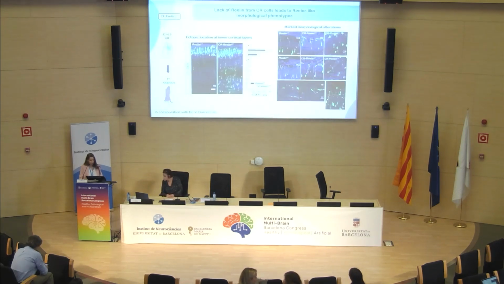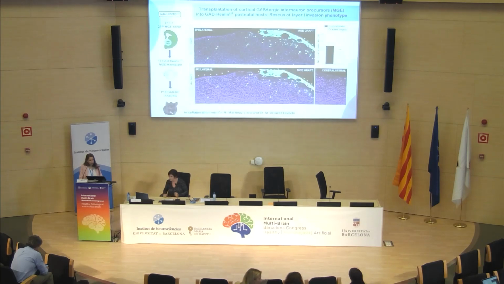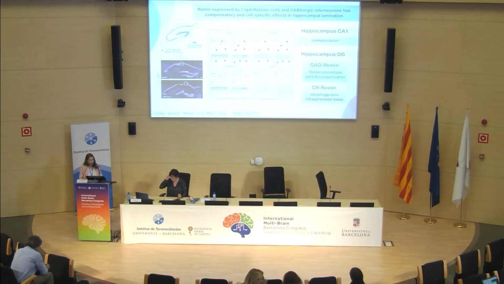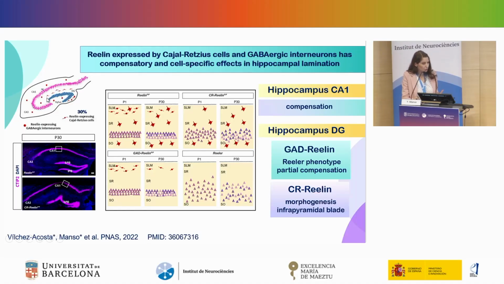So we just did the same in the hippocampus, but for a matter of time, I didn't present it. But it's more or less what I told you. In the hippocampus, both sources of Reelin coexist. GABAergic and Cajal-Retzius cells express Reelin even in adulthood. And in both of our models, we see that the formation of the CA1 is grossly normal. So it means that either Reelin is compensating for the lack of the other Reelin.